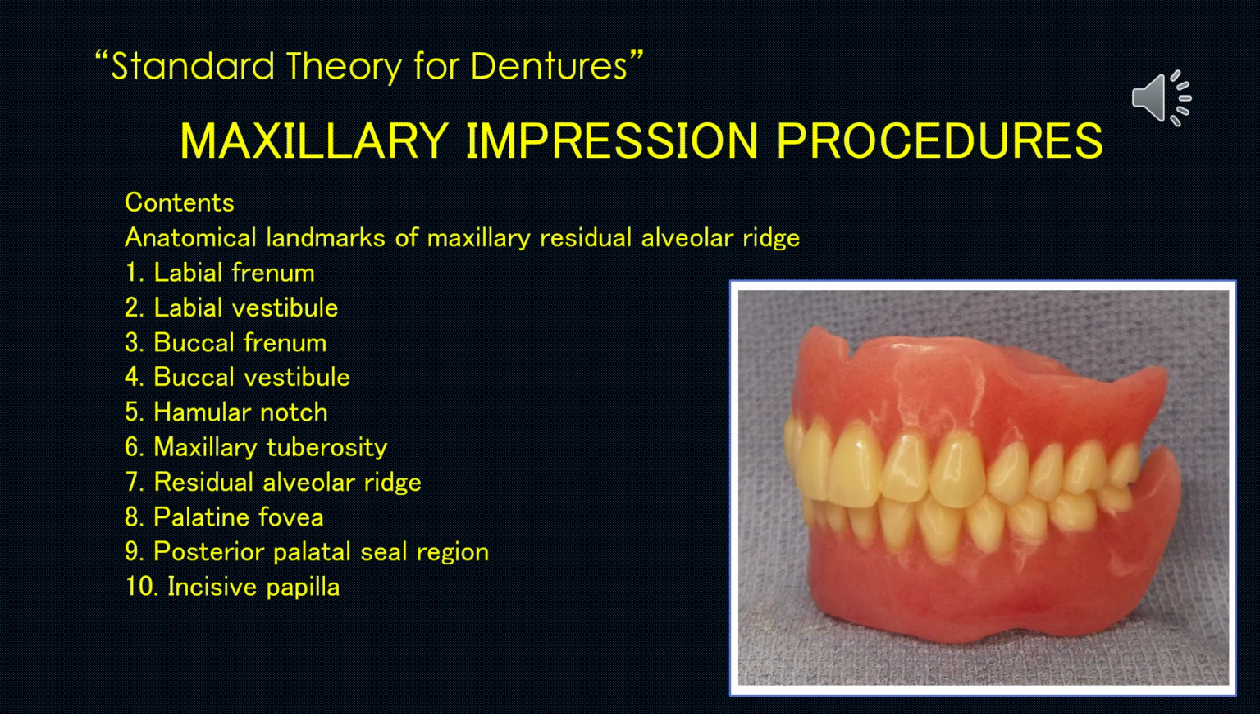Contents. Introduction. Anatomical landmarks of maxillary residual alveolar ridge. 1. Labial frenum. 2. Labial vestibule. 3. Buccal frenum. 4. Buccal vestibule. 5. Hamular notch. 6. Maxillary tuberosity. 7. Residual alveolar ridge. 8. Palatine fovea. 9. Posterior palatal seal region. 10. Incisive papilla.